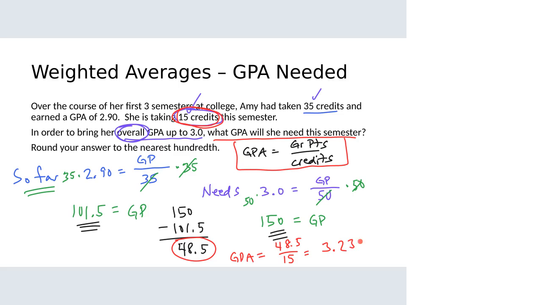We were told to round to the nearest hundredth. Well, we haven't done much rounding, so I'm going to do it. So that repeats. We'll find the hundredths place. We'll look one space to the right. Since that number is 4 or lower, we're going to round this down to 3.23. And that's the grade point average she's going to need this semester to bridge that gap and pull her up to a 3.0.